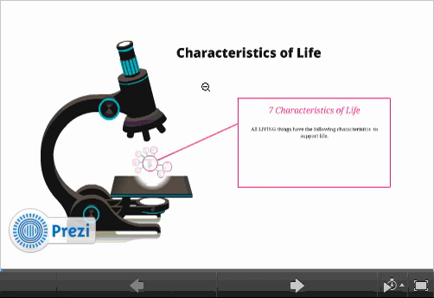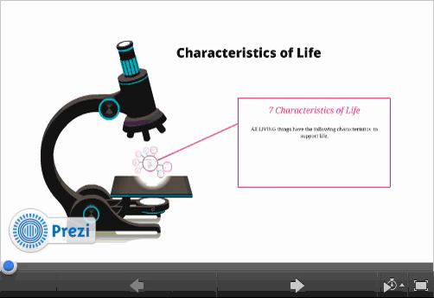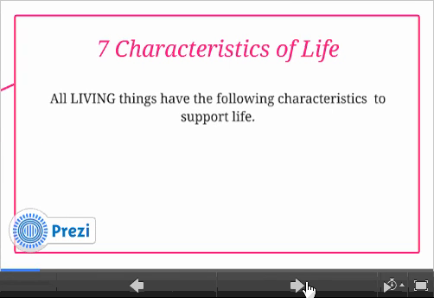So moving on to Unit 3, we are going to look at the characteristics of life to begin with. The entire unit, we're going to look at structure and function of living things, but we're going to start off with the characteristics of life, and there are 7 of them. All living things have the following characteristics to support life.